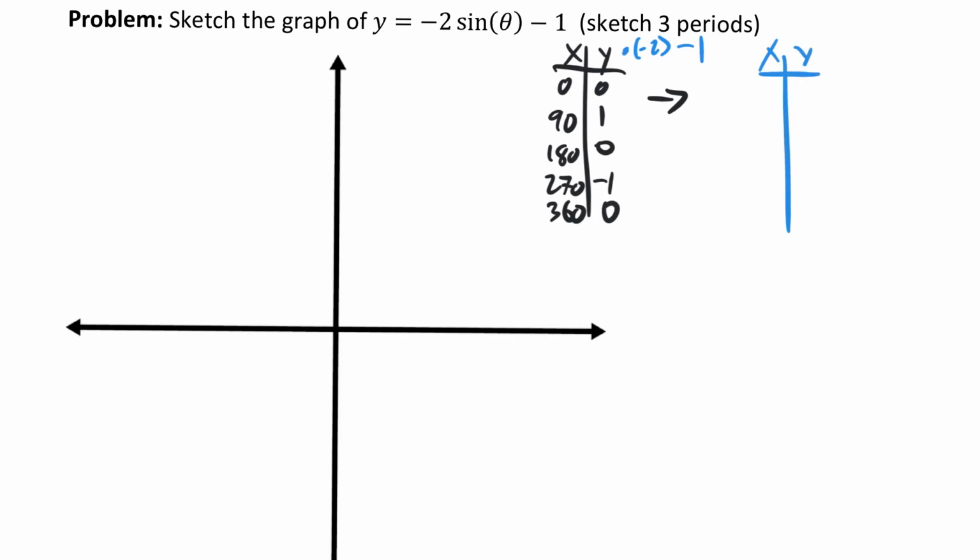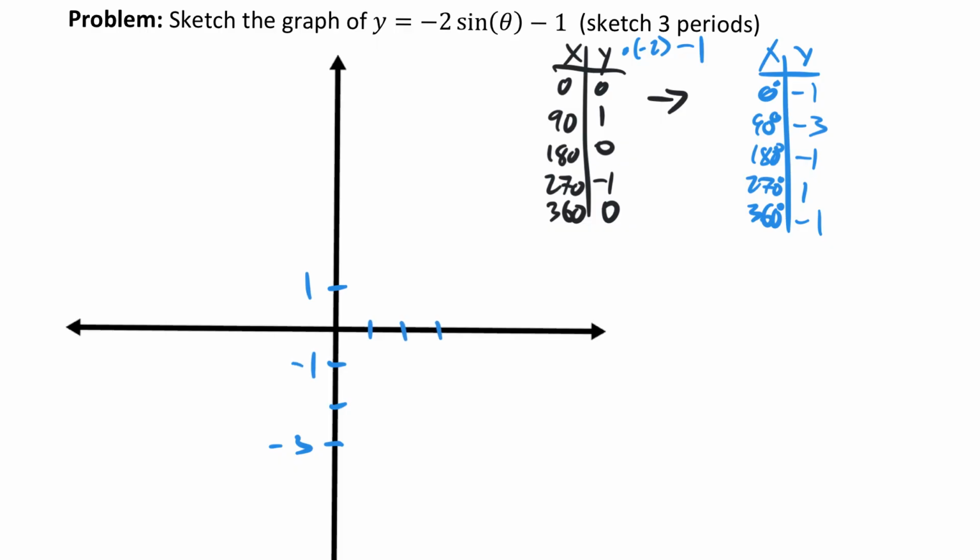Now, x stays the same, so 0, 90, 180, 270, and 360. And for the y values here, well, 0 times -2 is just 0, and then -1 is -1. This will be -2 minus 1 is -3. -1 times -2 is +2, -1 is back to 1. And then 0 is back to that -1. All right, so we go up as high as 1 and down to -3.